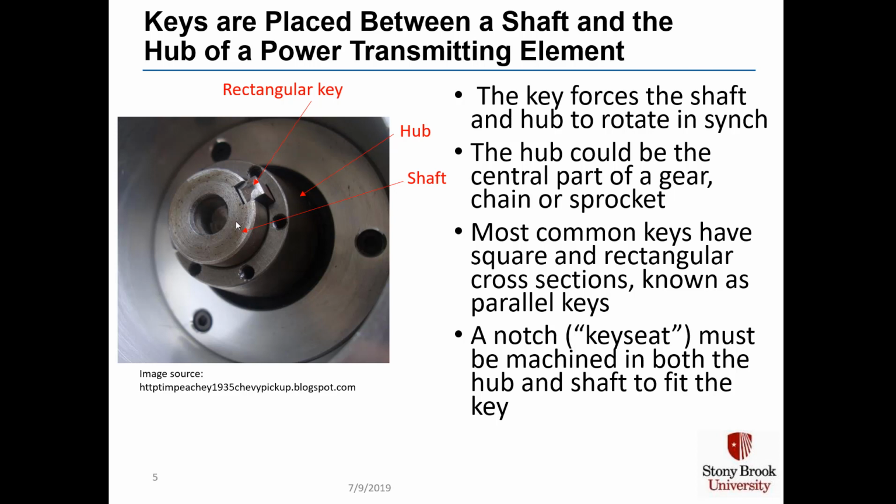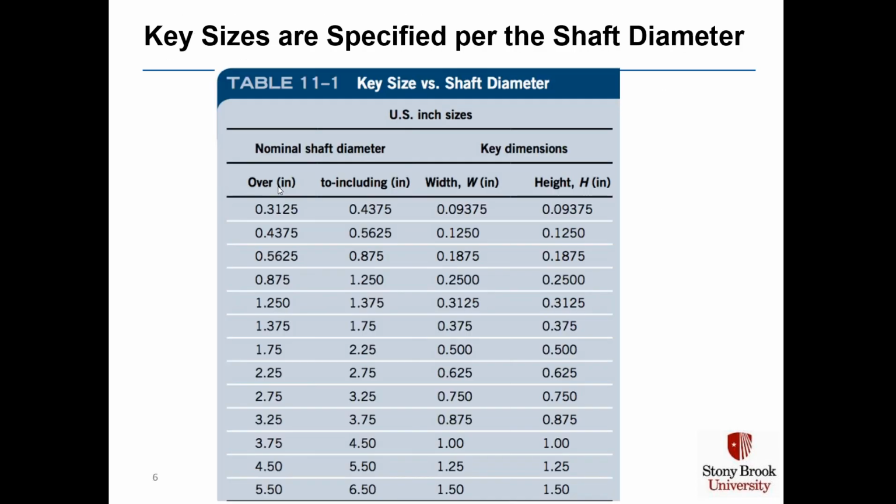Now the hub could be the central part of a gear, chain, or sprocket. And most common keys have square and rectangular cross sections. These are known as parallel keys. The one in this figure has a rectangular cross section. And then the key seat is a notch which must be machined in both the hub and the shaft to fit the key. So here you have this little U-shaped cutout in the shaft. That's the notch in the shaft. And up here you have a U-shaped cutout in the hub, and that would be the notch in the hub.